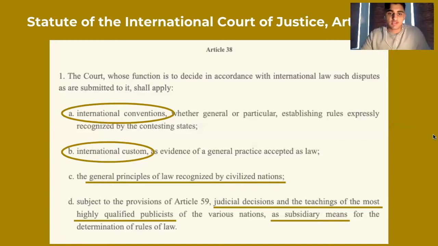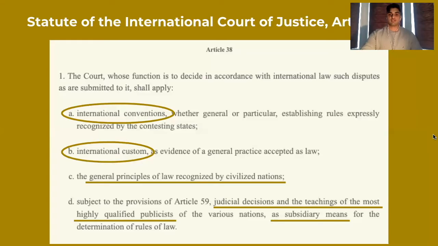So, what does it say? Well, the court, which is the ICJ court, whose function it is to decide in accordance with international law such disputes as are submitted to it, shall apply first international conventions, then international custom, then the general principles of law recognized by civilized nations, and then judicial decisions and the teachings of the most highly qualified publicists as subsidiary means. Now, those are the most important areas we're going to look at.